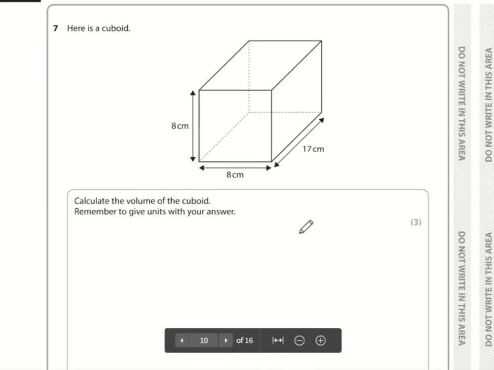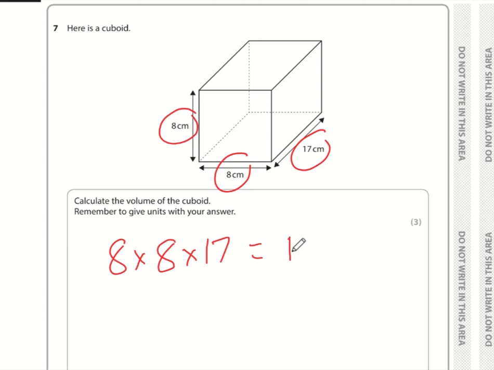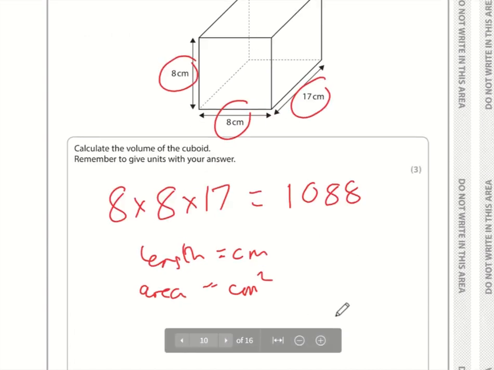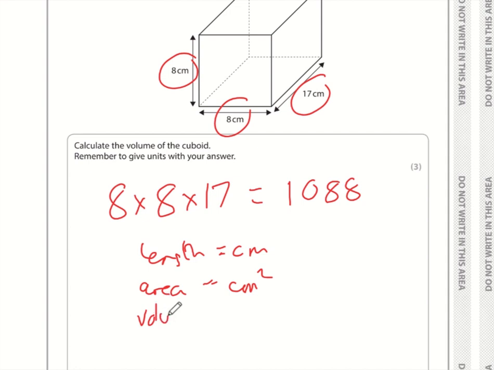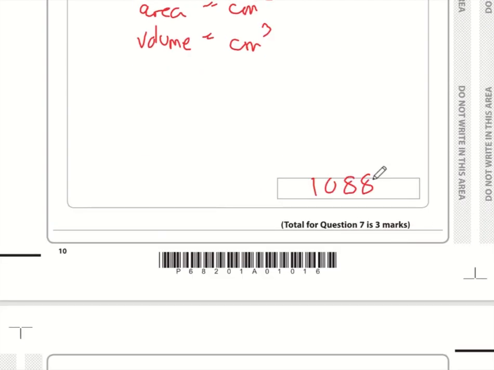Okay, for question 7, we want to calculate the volume. So the volume is going to be the 3 dimensions multiplied together. So 8 times by 8 times by 17, and 8 times 8 times 17 is 1088. Now, when we're talking about a length, the unit is centimetres. For an area, when we're doing centimetres times centimetres, that's going to be centimetres squared. Therefore, volume, where it's centimetres times centimetres times centimetres, it is centimetres cubed. So that is our unit, 1088 cubic centimetres.